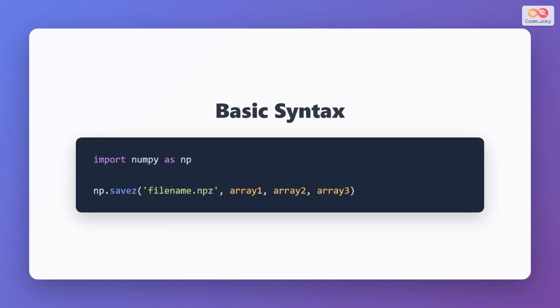The basic syntax for np.savez is straightforward. First, you import NumPy as np, then you call np.savez, passing the file name as a string, followed by the arrays you want to save. The file name should have a .npz extension. You can pass as many arrays as you need, separated by commas.